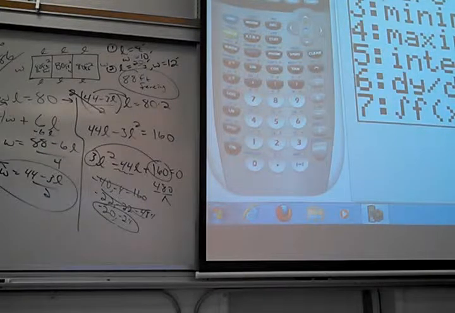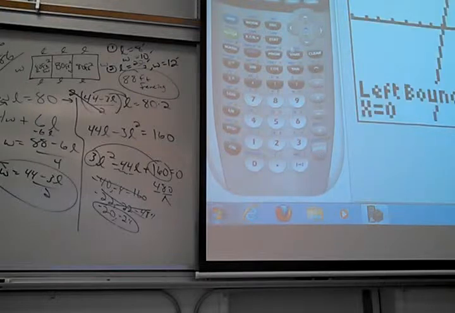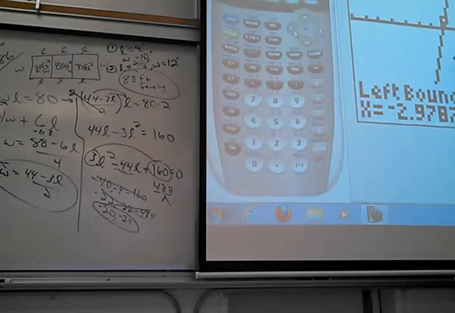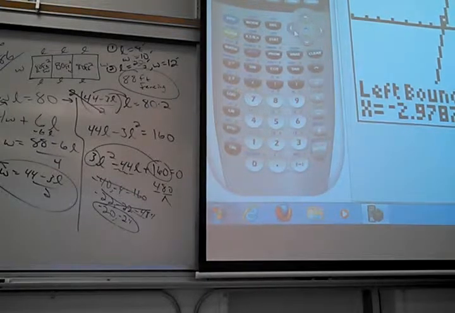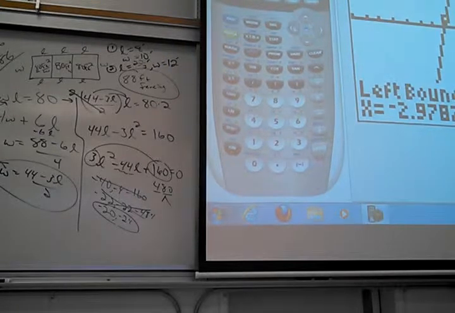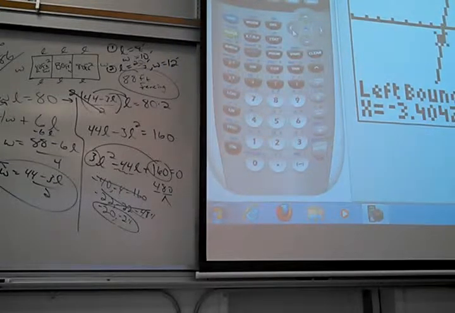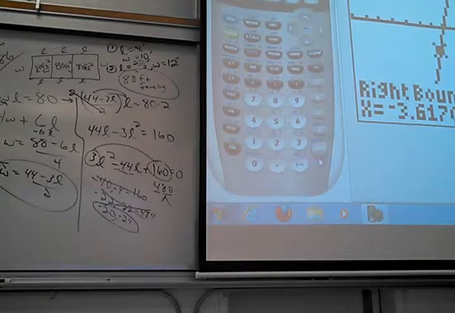Obviously, I want to use the second one here, the zero. And it's going to ask you 3 questions. What is your favorite color? No, it's going to ask you for the left bound. What I tell people is left and right get a little funky when you get these weirdly shaped functions. So I always say put it right on the answer you want and then hit the left arrow twice. 1, 2. Enter. So there's the left bound.